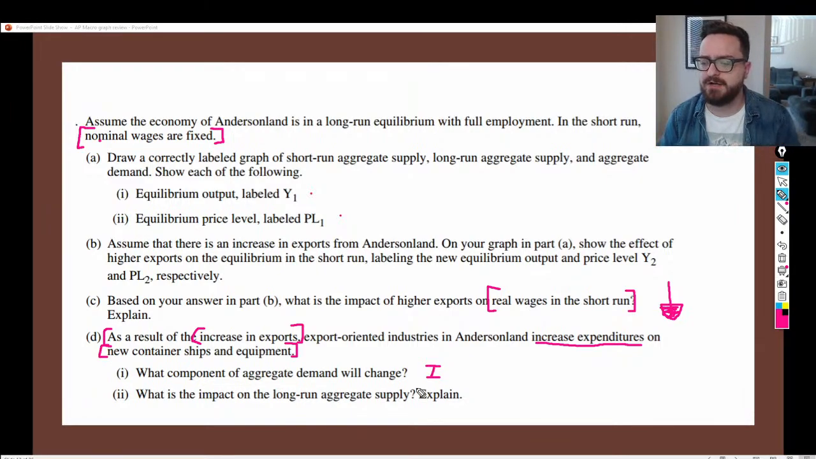Not changing long-run aggregate supply? Sure. Fine. If you want to say that, you can kind of get away with it, because in the long run it'll self-correct would be my logic here. We were at full employment. It will just go back to the LRAS line in the long run, so you wouldn't actually be able to produce more in the long term. So you could go that route.